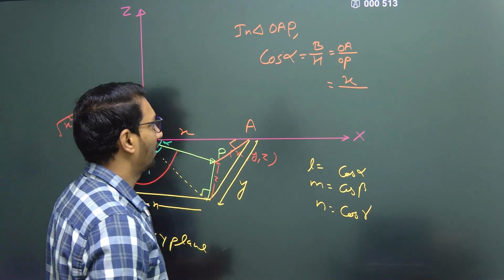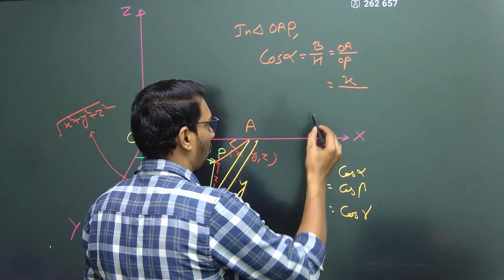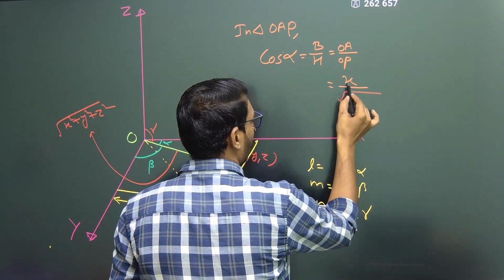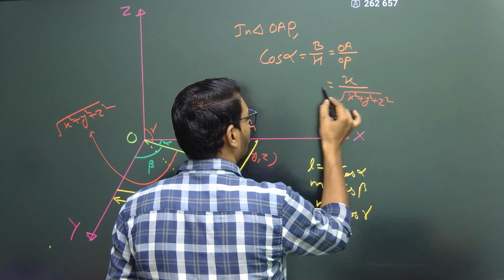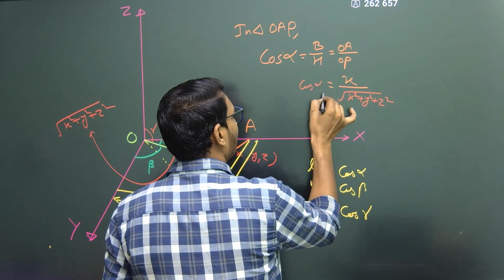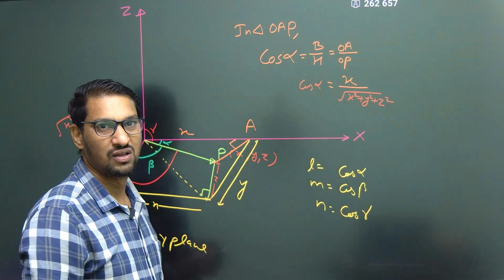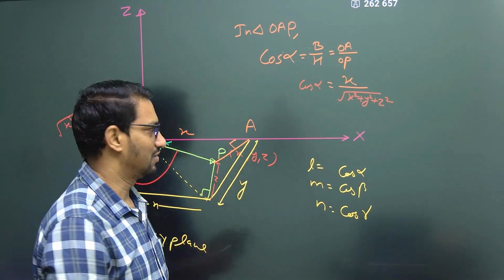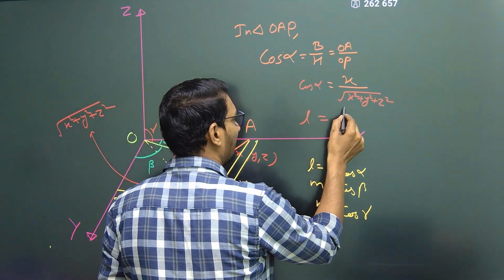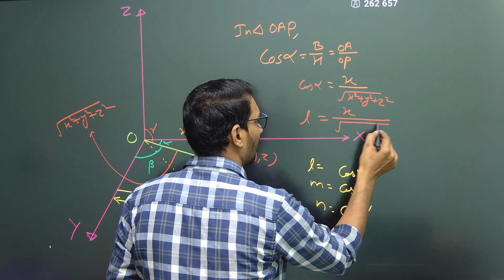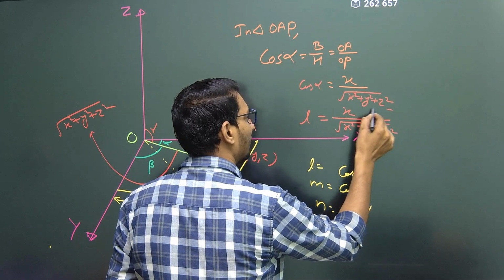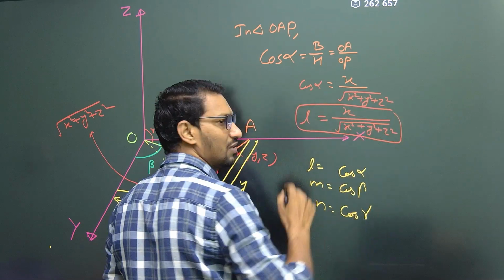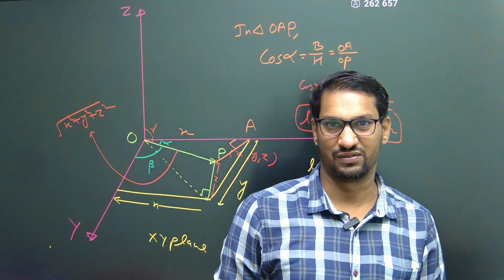So what about cos alpha? Cos alpha now becomes x upon square root of x square plus y square plus z square. And this cos alpha is also known as L. So L can be written as x upon square root of x square plus y square plus z square. And this L is a direction cosine.